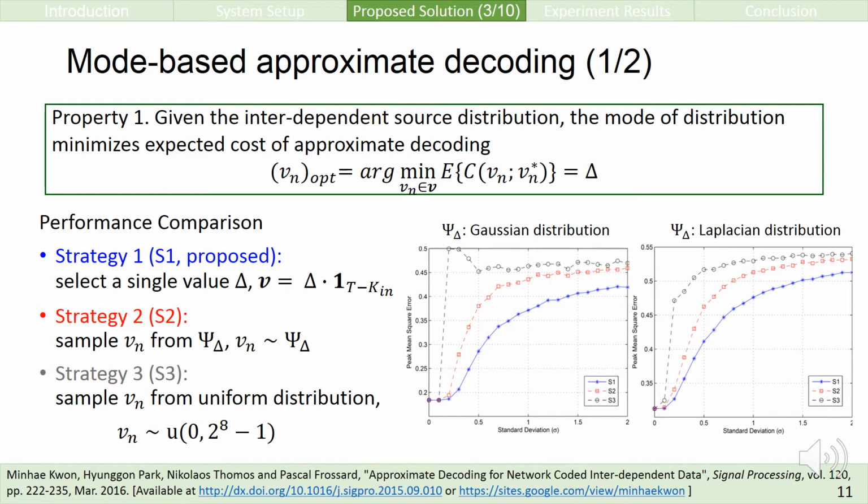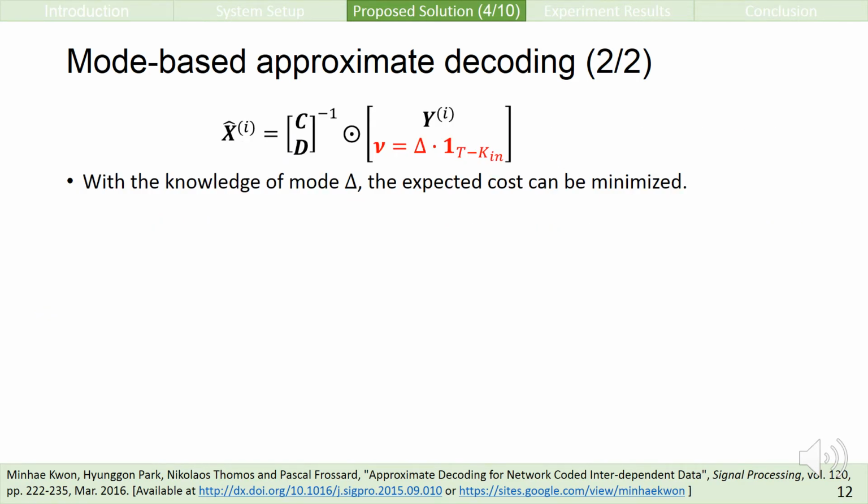The simulation results are presented in the figures on the right side, which show the PMSE for different standard deviations. In these simulations, for the unimodal distribution psi delta, we use a Gaussian distribution and a Laplacian distribution. In both cases, we confirm that the proposed solution, shown with the blue curves, gives the lowest decoding error. So far, we find the vector nu in approximate decoding for the interdependent source model, and we conclude that by using the model of unimodal distribution, the expected cost can be minimized.